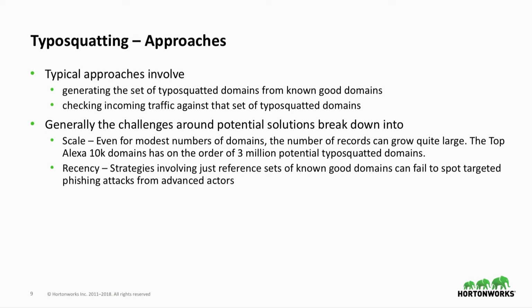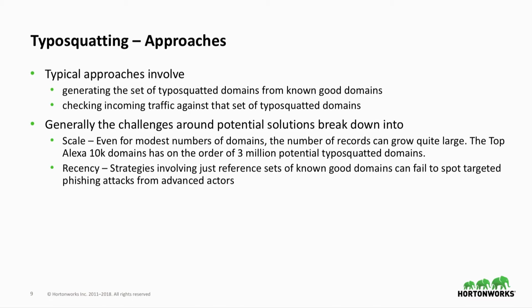A very big set, because there's lots of different ways to screw up a domain and construct a malicious domain that looks like a legitimate domain. So one of the challenges around that is scale, right? The potential solutions, if you're using a database, quickly become untenable, especially if you're talking about the Alexa 1 million or the OpenDNS, and you have a lot of these.